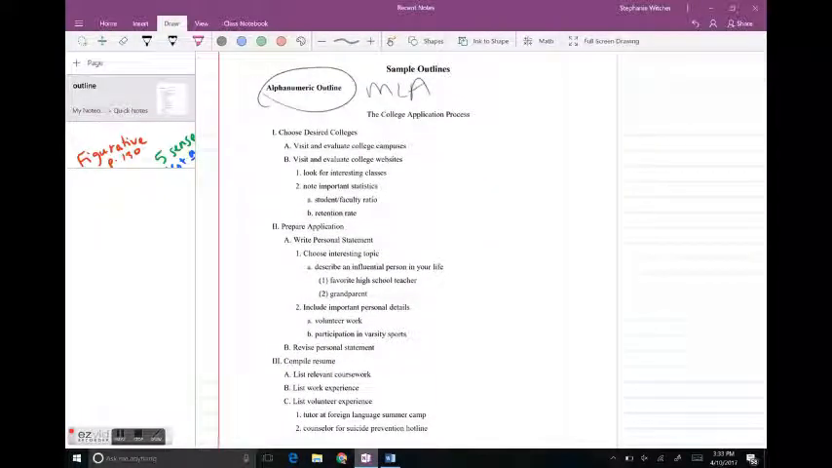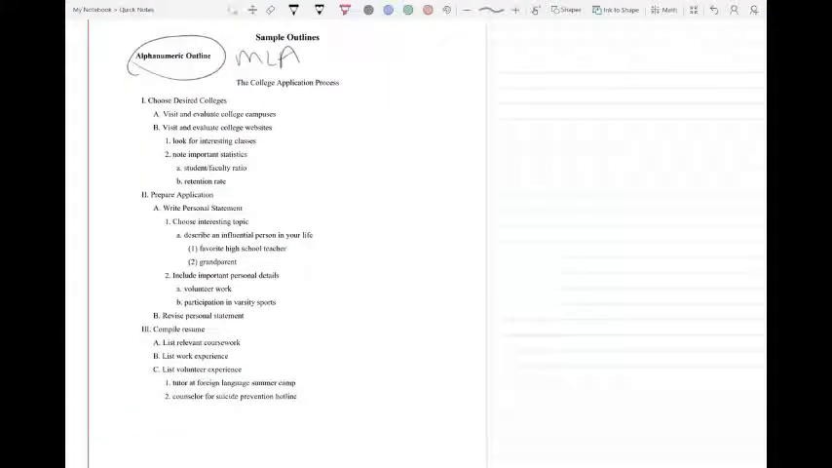And so we use alphanumeric outlines in MLA, which means you do number, letter, number, letter, number, letter. So you alternate back and forth every time you move down a line. Okay, so that's what that means. All right, so let me make this bigger. Here's what you need to know about putting this all together. First of all, there are different levels. That's how it works. And so let me show you what I mean by that.